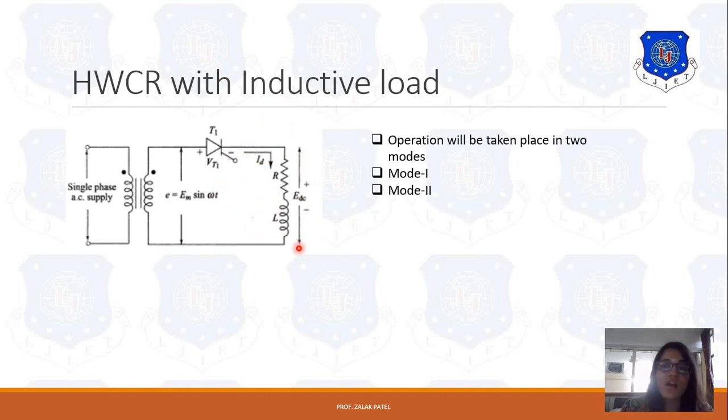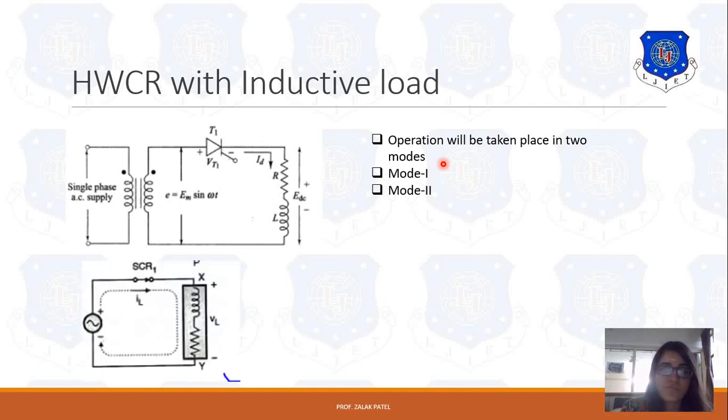Here the operation takes place in two modes, mode 1 and mode 2. It is divided on the basis of the range of the firing angle. In mode 1 it operates between alpha to pi range of angle, and in mode 2 it operates between pi to pi plus beta, which we see in the waveforms. Now this figure is for mode 1. Here please note the polarity: positive is here and negative is here, meaning the X terminal is positive and the Y terminal is negative for mode 1, when it operates between alpha to pi.